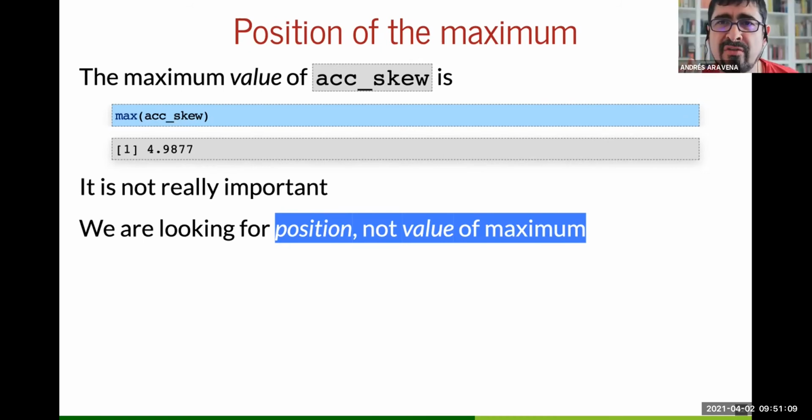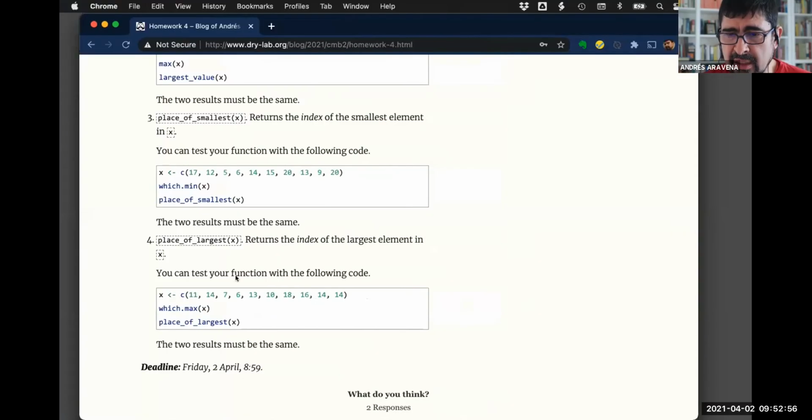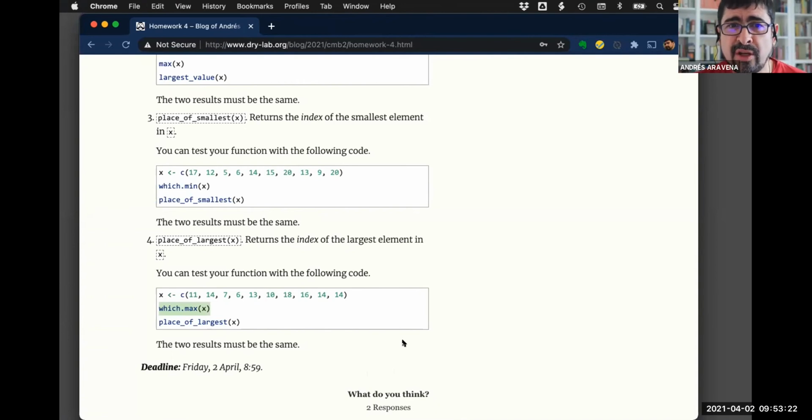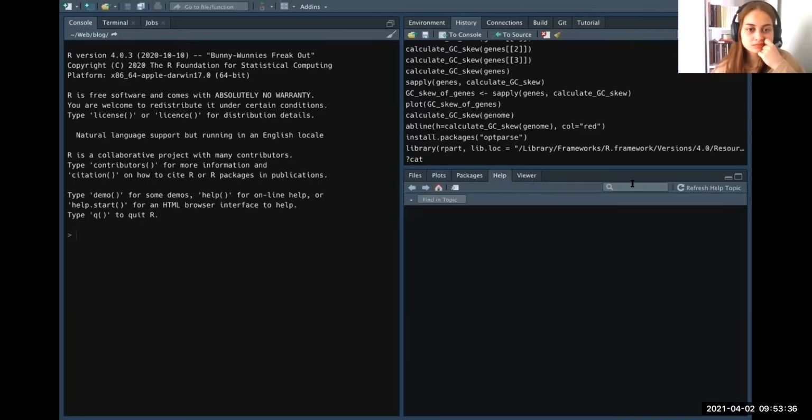Or you can use the function that we use in the homework. You can test the function with the following code, which.max. Which.max is the official function to give you the place of the largest value. We can use the max function, or we can use the function that I'm showing you that is doing exactly what we asked it to do: give me the index of the largest element. That is which.max.